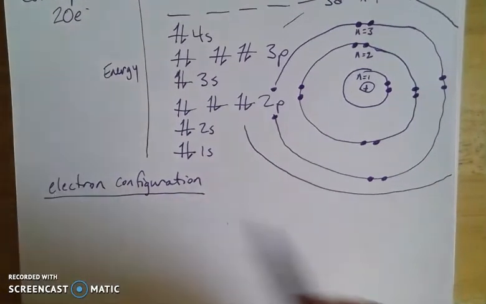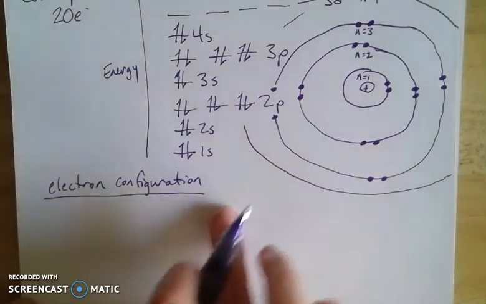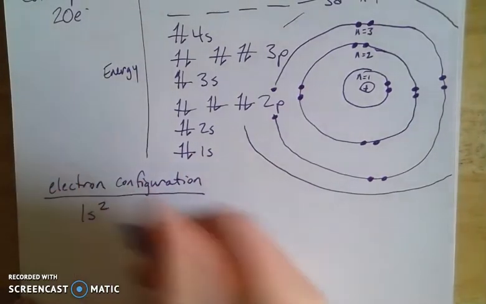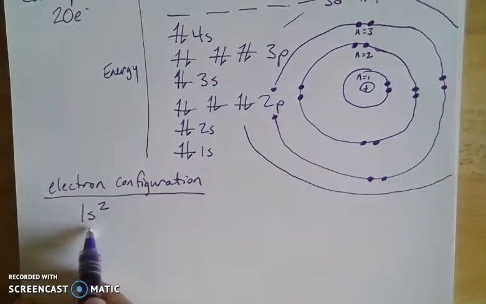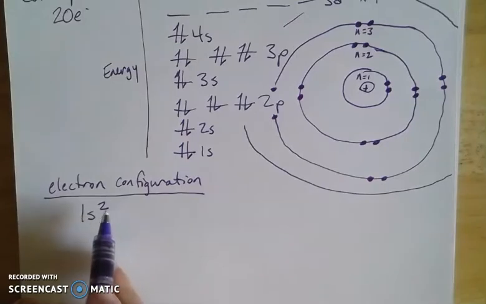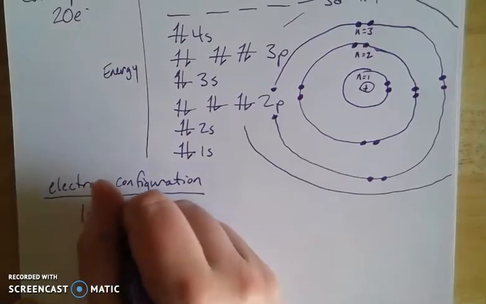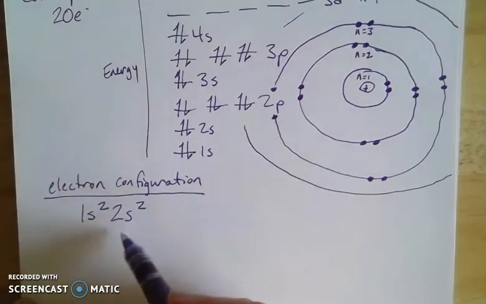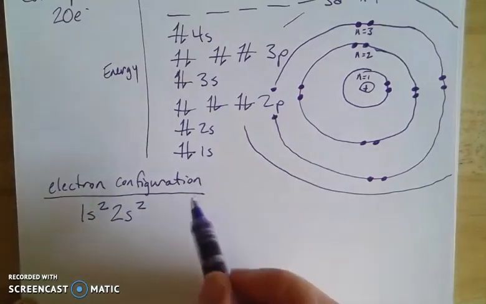So those 20 electrons on calcium can also be represented by interpreting my symbols here. I'm going to say in the 1s orbital, I have 2 electrons. That's what my superscript tells me. 2 electrons in the 1s. In my 2s orbital, I also have 2 electrons. 2s2 is the way that we'd read that.